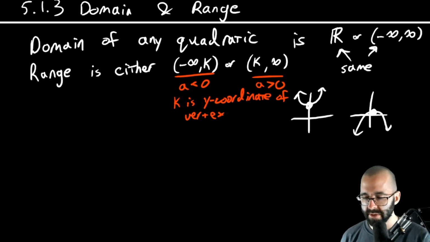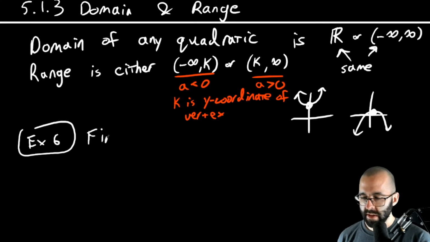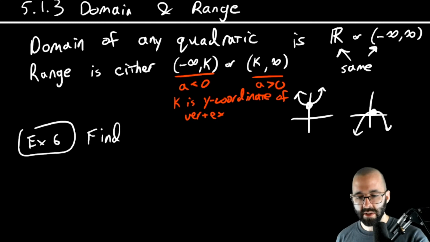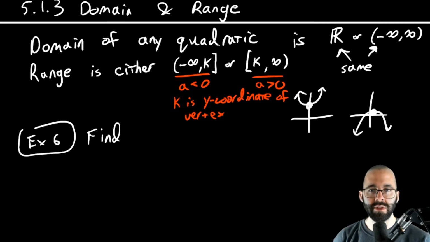Let's do some examples. Example 6. Find the domain. Oh, there's a small error here. The vertex is included here. So in this range, rather, let's use a smaller eraser. K is included. All right, so it should be a bracket.